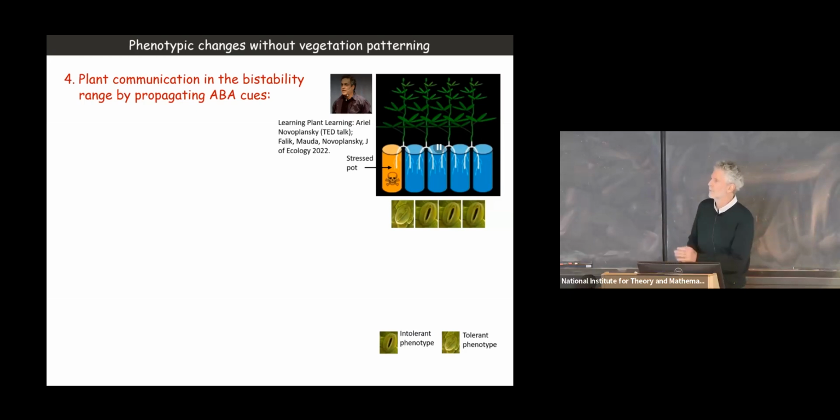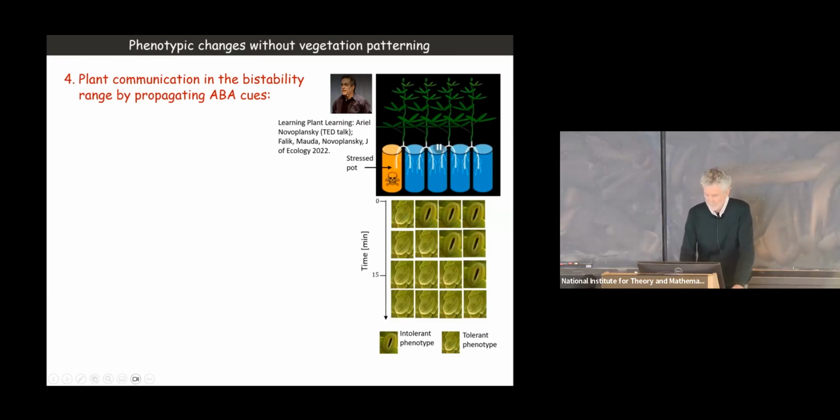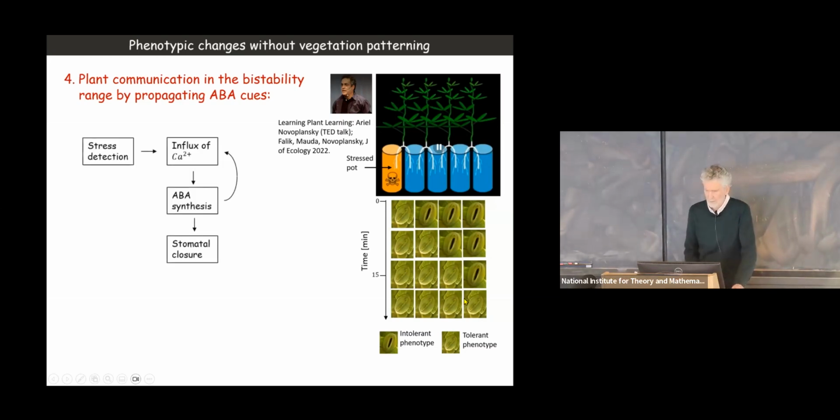And they impose stress on the first pot. They can do it by reducing water or by increasing salinity. It's a similar effect. And so the first plant closes stomata, while the others that are not subjected to stress keep the stomata open, but in the course of time, the second plant closes stomata as well, and then the third, and then the fourth. So what is happening here? This is a reduced form of the mechanism.